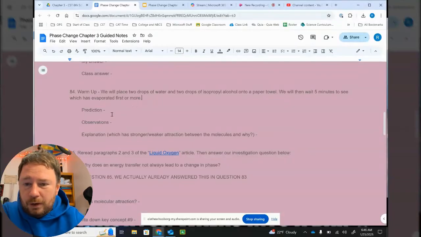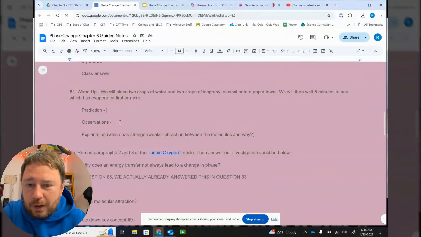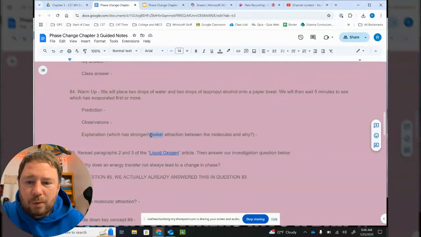So first, you need to make a prediction. Which do you think will evaporate first or evaporate more, the water or the alcohol? Then you make observations. What actually happened? Then explain it. And make sure you say which has a stronger or weaker attraction between the molecules and why. Whichever one evaporated first is probably going to have weaker attraction. Whichever one lasted longer and took longer to evaporate is going to have stronger molecular attraction. So go ahead and pause the video and complete 84.